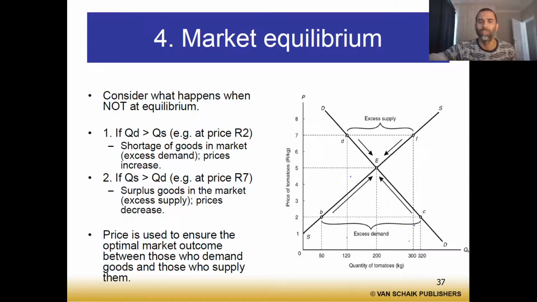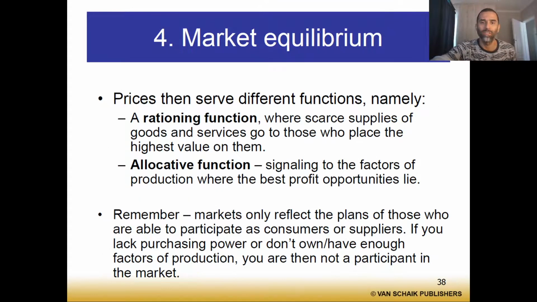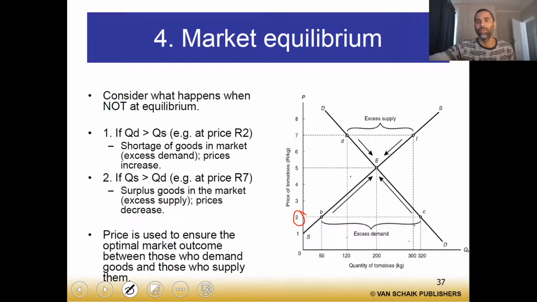So, for instance, if the price is at 2 rand, then we have a situation of excess demand. Households demand 320 kilograms of tomatoes at that price, whereas firms are only willing to supply 50 kilograms at a price of 2 rand. In such a situation, we would expect individuals or households to observe that producers will not be willing to supply the quantity that they demand, and they will start to bid up the price.